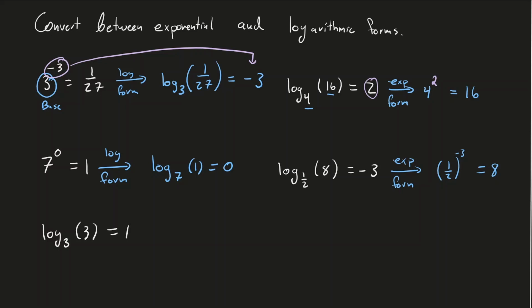And then for our last one here, log base 3 of 3 is equal to 1. To see why that is in fact true, we do exponential form. And this is 3 to the first power is equal to 3, which is rather nice to know. So log base 3 of 3 is always going to be 1.